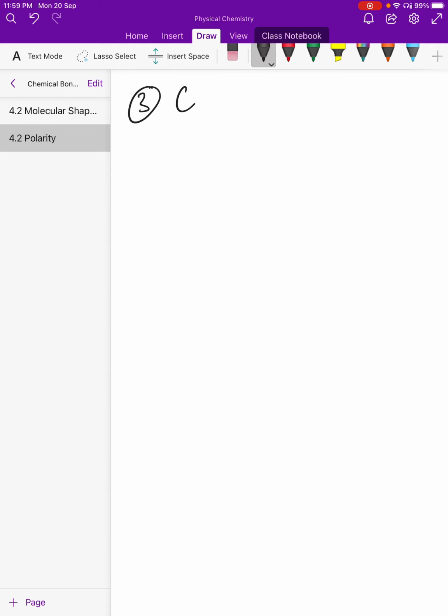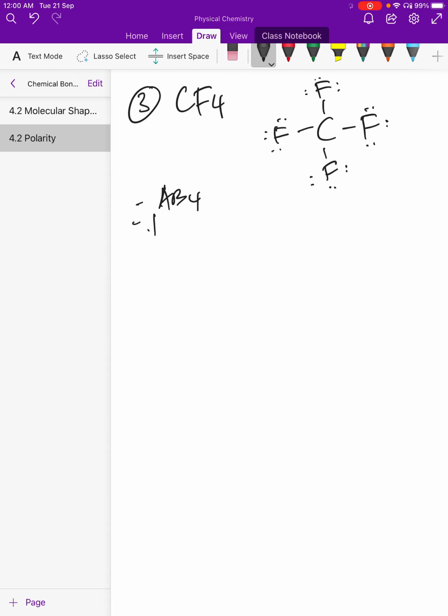Example 3, CF4. The Lewis structure is as follows. It is from the class of AB4. That means 4 bonding pairs, 0 lone pairs. And the name of this shape is tetrahedral. So we draw based on tetrahedral.